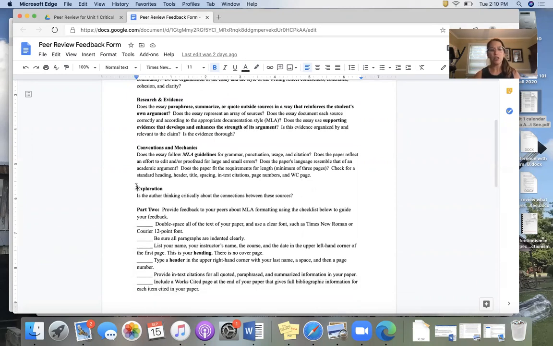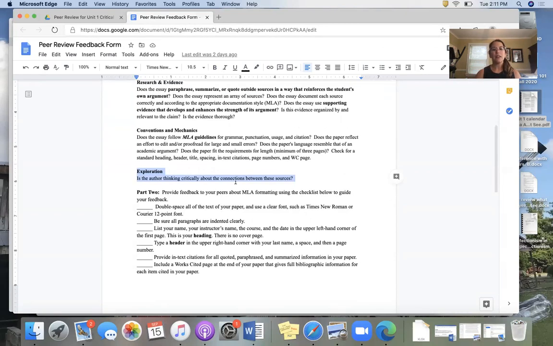And then exploration. What this is about is, is the writer thinking critically about these two sources? So instead of this being sort of a simple compare paper like Nadine Burke-Harris and Mona Hanna-Attisha, they're both pediatricians. Well, that's an interesting comparison, right? But it's not digging really deeply into what each person's saying and how their arguments are connecting, right? So you want to make sure that the writer is pushing into those sources and thinking critically about them.